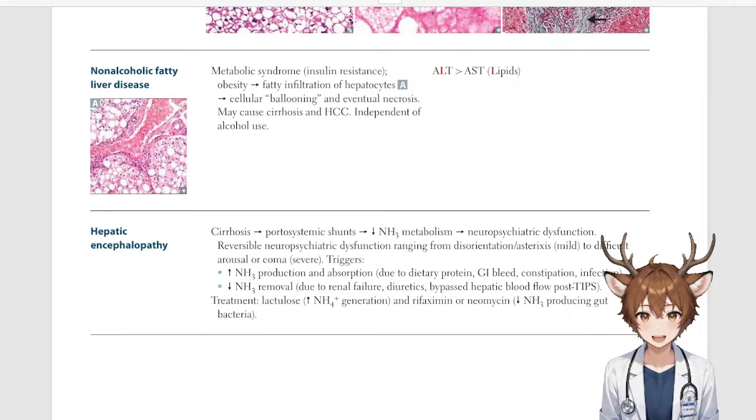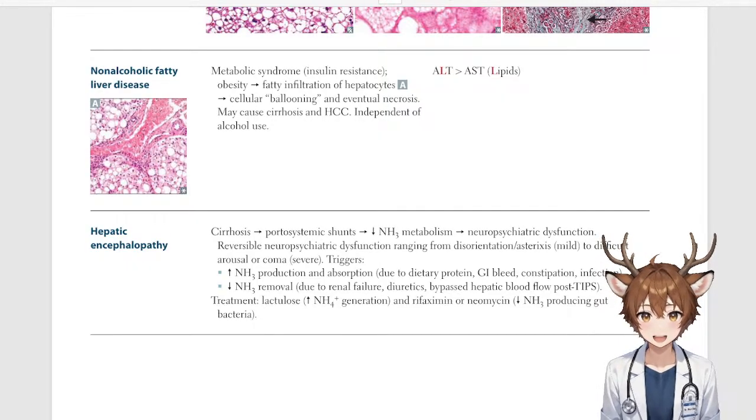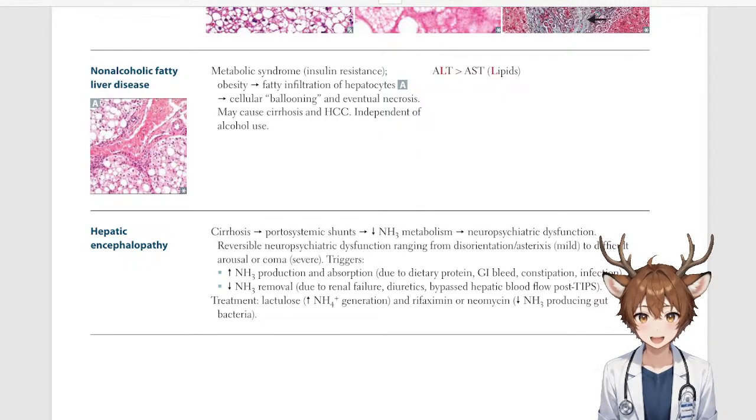Metabolic dysfunction-associated steatohepatitis is associated with lobular inflammation and hepatocyte ballooning, leading to fibrosis, and may progress to cirrhosis and hepatocellular carcinoma.